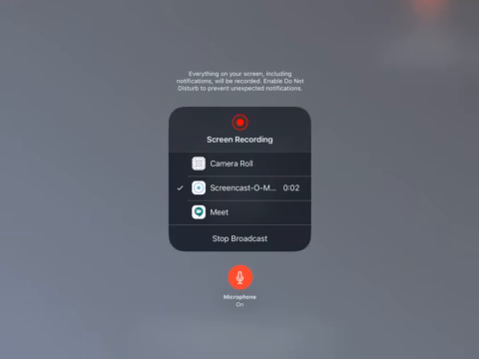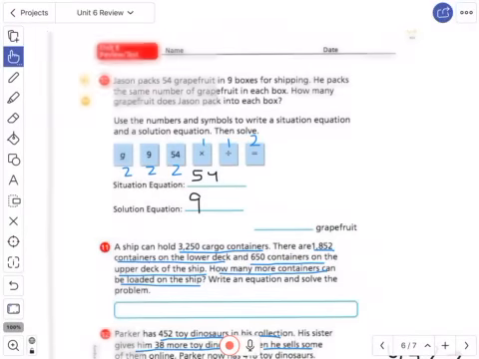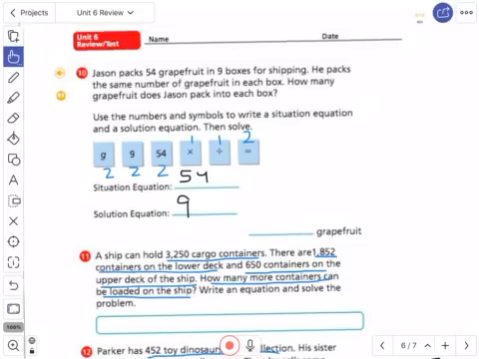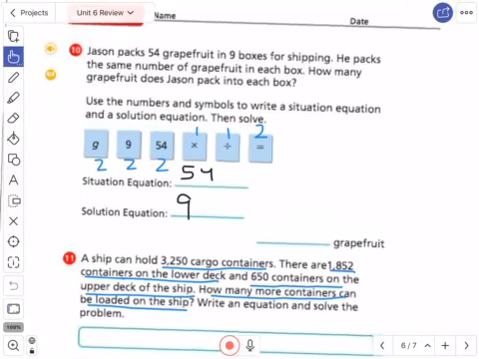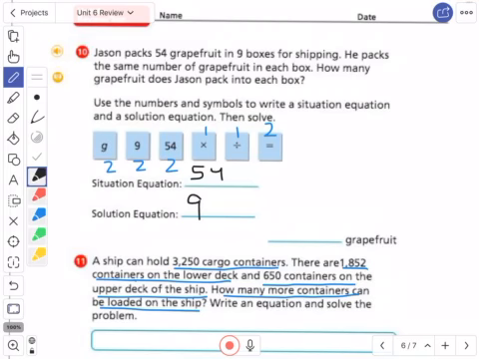Okay, we're back here. I'm going to go over these questions here. So Jason was packing grapefruit in 9 boxes for shipping. So I told you the situation equation for this one is, well, he's basically packing these up in boxes, packs the same number of fruit in each box. So let's do division then. So 54 divided by 9 equals G.